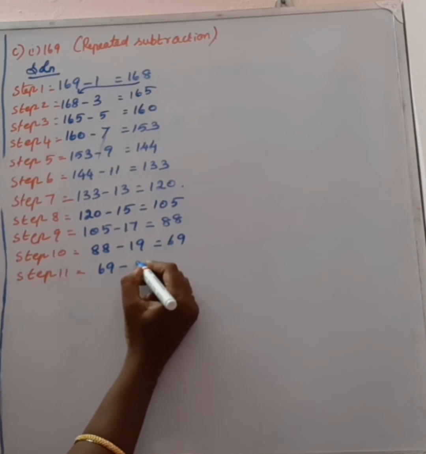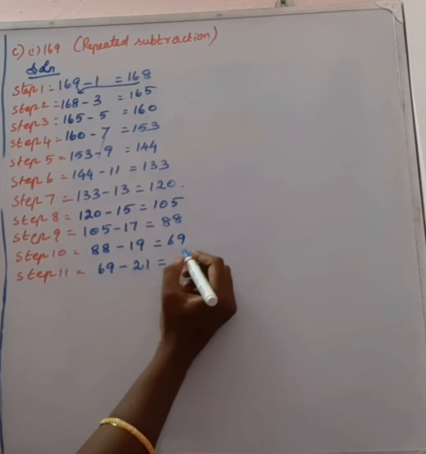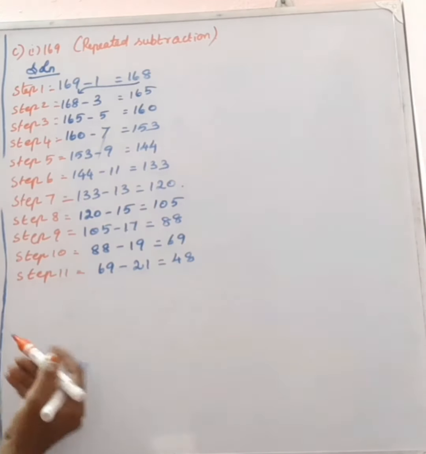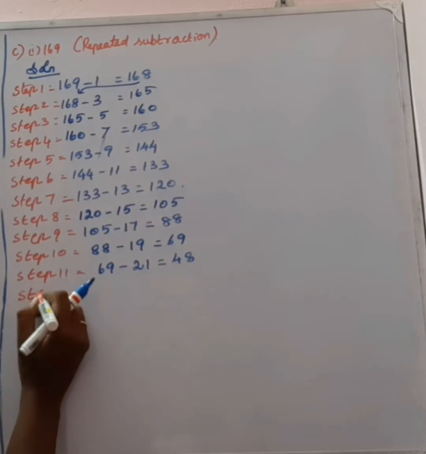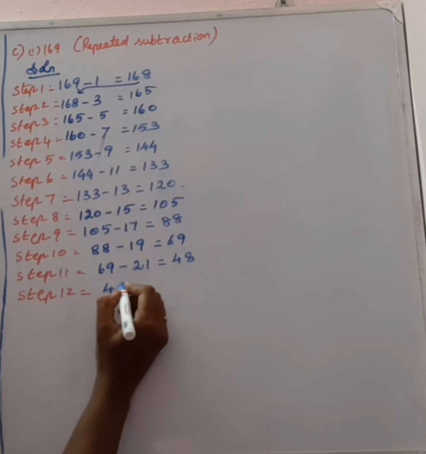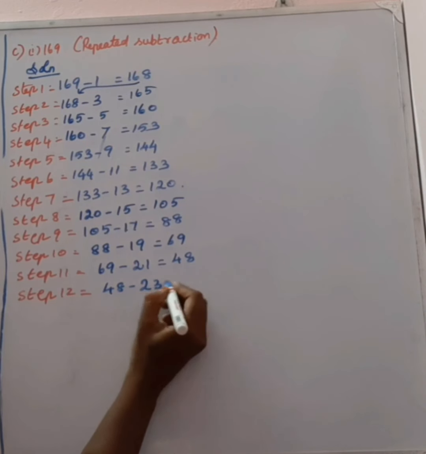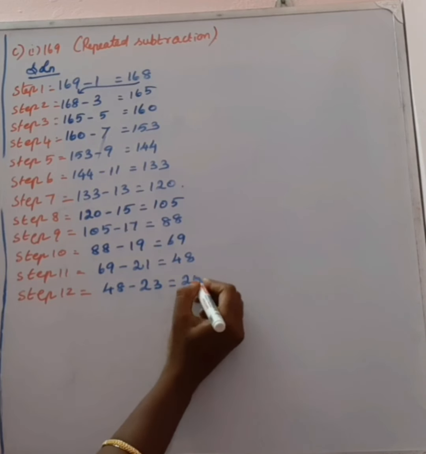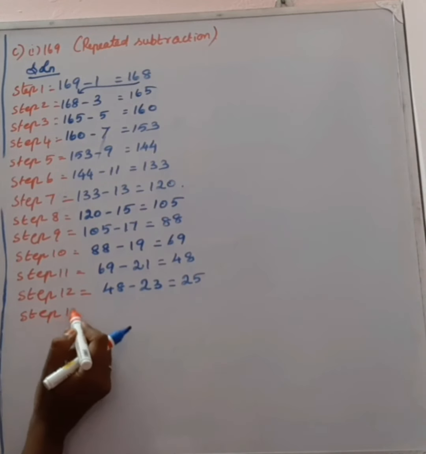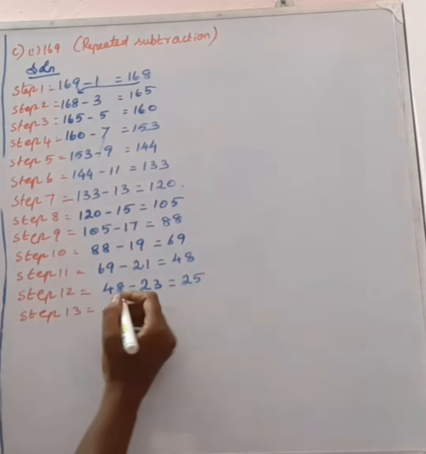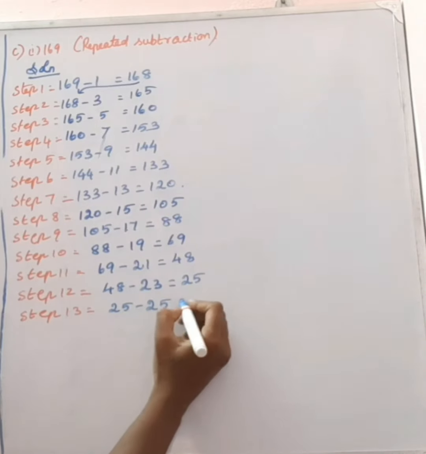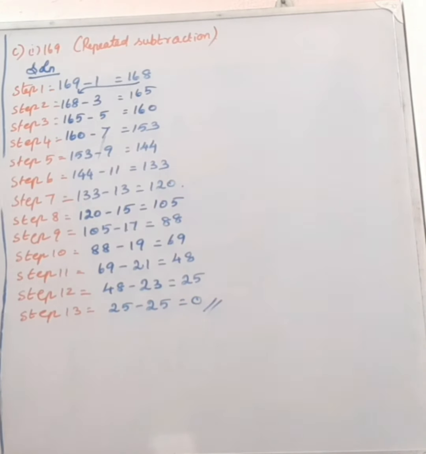69 minus 21. So what we get? 48. Then step 12. 48 minus 23. So 25. Then step 13. 25 minus 25. So we get as 0.